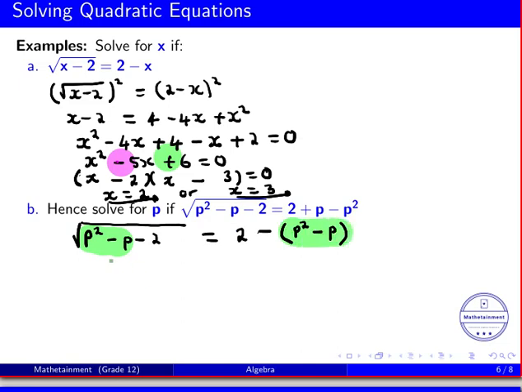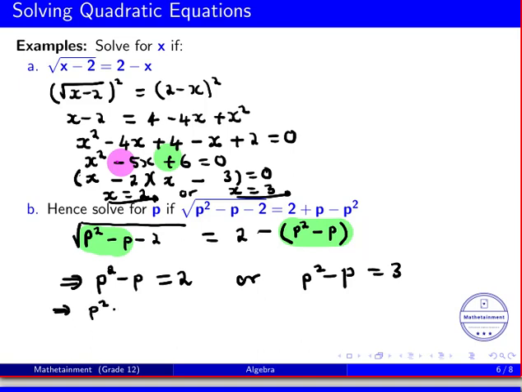It looks like if I treat p squared minus p as x, that equation looks exactly as the equation that I was given in A, where I found x to be equal to 2 or x to be equal to 3. So this implies that you can just go ahead and say p squared minus p is equal to 2, or p squared minus p is equal to 3. Then you solve for p from here.